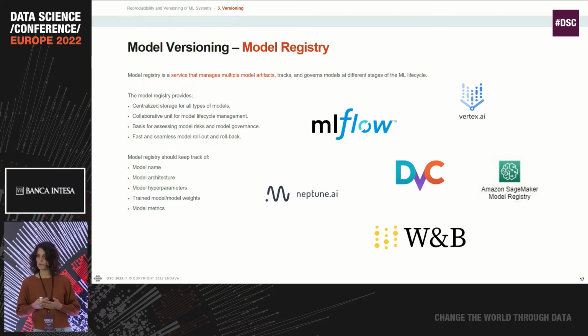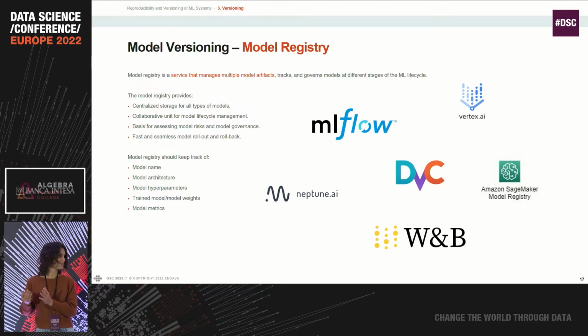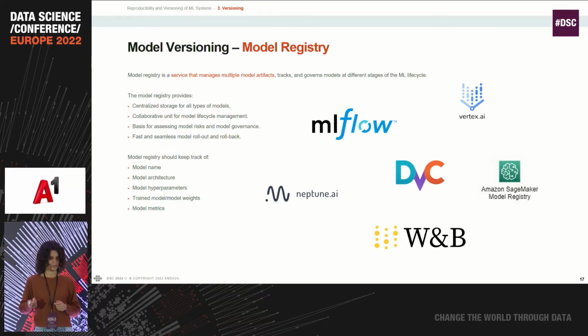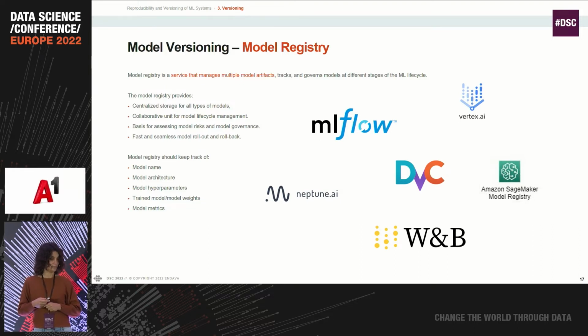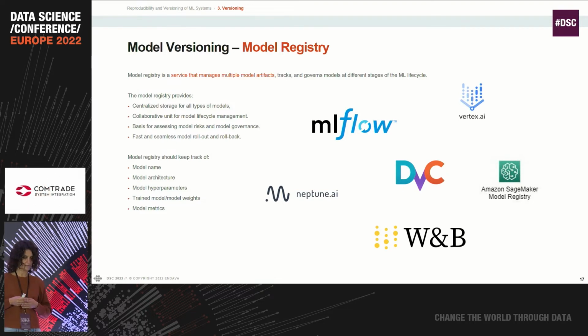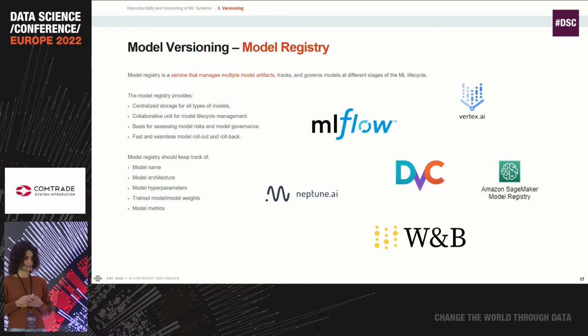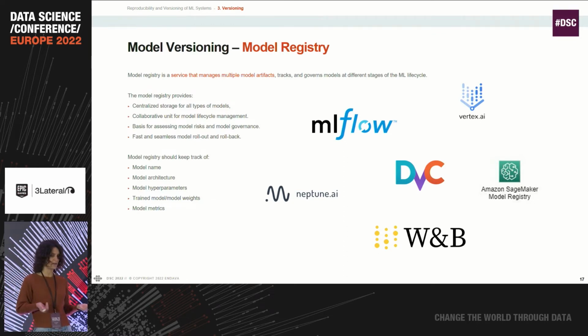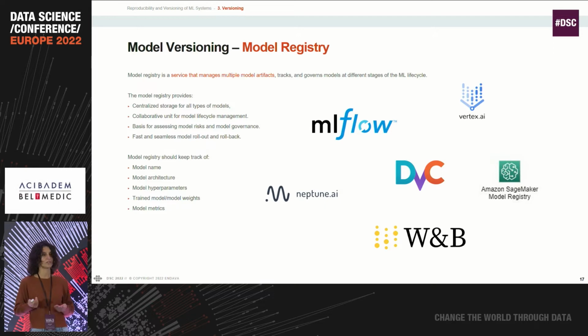And also for rolling back, if we're not satisfied with the model that we have in production, we can just change the version and return to the previous version of the model. The model registry should, of course, store the model file, but it's also advisable to store other parameters, such as model name, architecture, hyperparameters, and metrics.